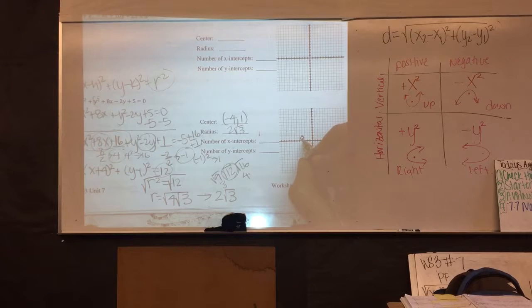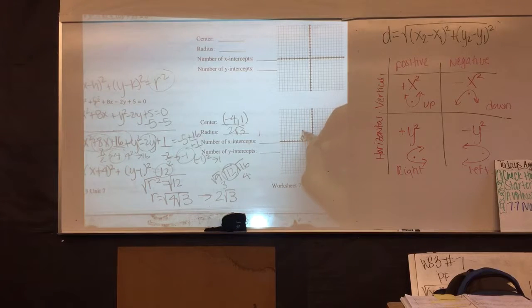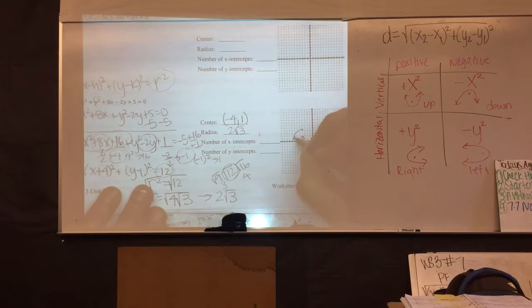So I'm going to go right 1, 2, 3, and a little bit. I'm going to go up 1, 2, 3, and a little bit. Left 1, 2, 3, and a little bit. Down 1, 2, 3, and a little bit. And then you can make your circle.